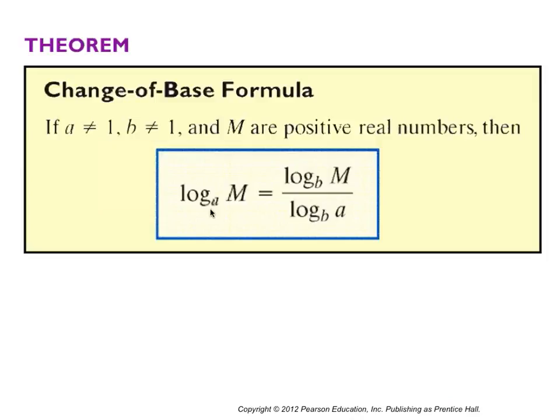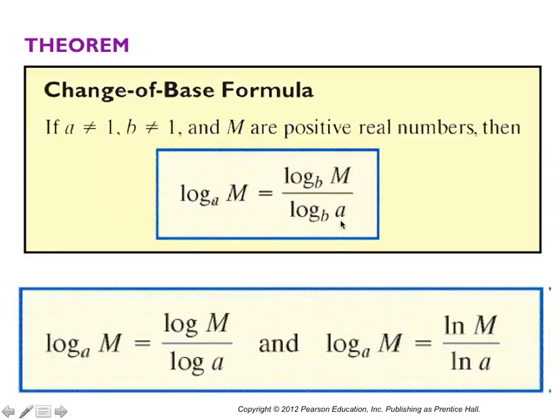Now, there is a much nicer way to do this, and that is the change of base formula. Essentially, if a is not 1, b is not 1, and m is a positive real number, then if we have log base a of m, you can change it so that they have the same base, but essentially you've changed it into a division problem. So you have log base b of m, divided by log base b of a.